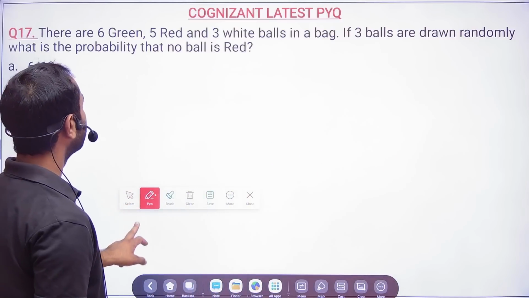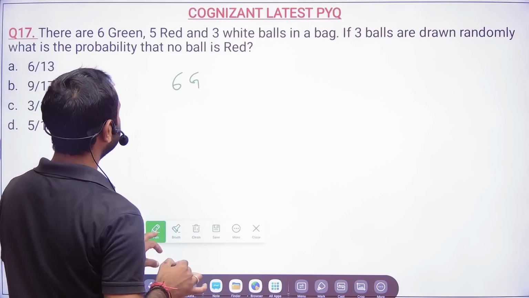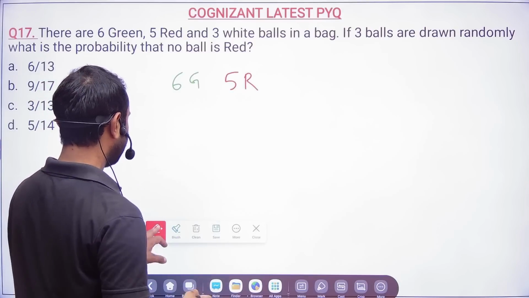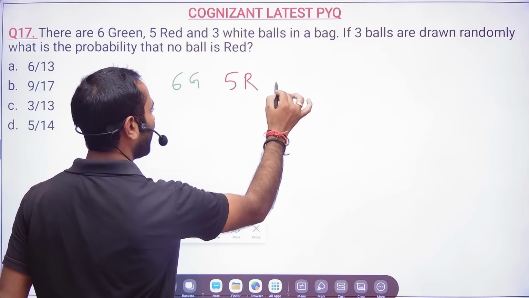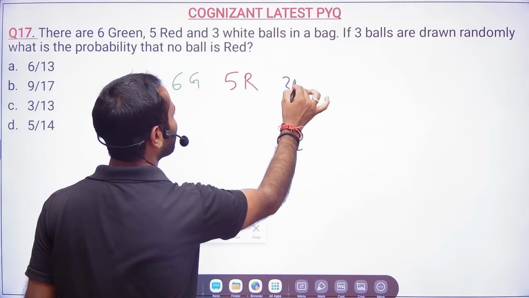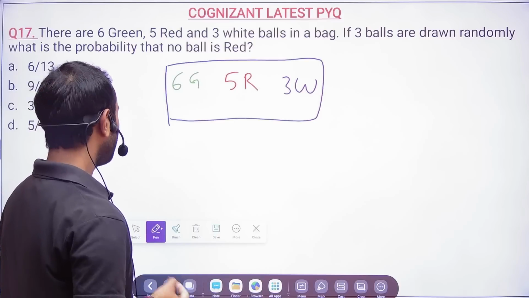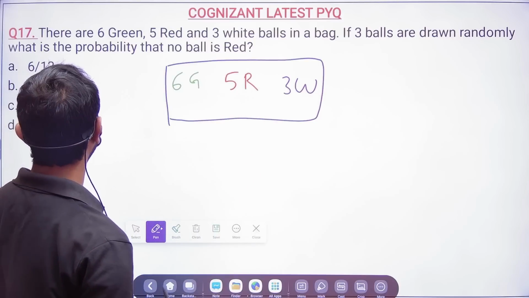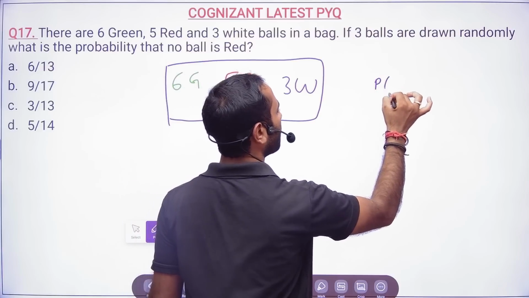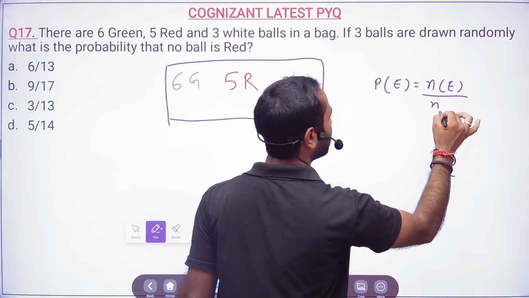So there are 6 green balls, and then 5 red balls and 3 white balls. White, how will you draw, man? White we can't draw, so I will take some other color. So 3 white balls in a bag. So in a bag this many balls are there. Now what they're telling: if 3 balls are drawn randomly, what is the probability that no ball is green? So the formula for probability is equal to NE divided by NS.